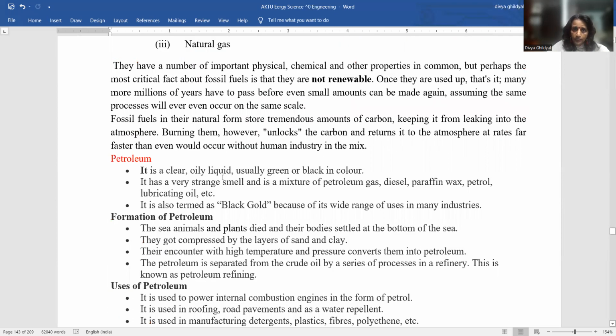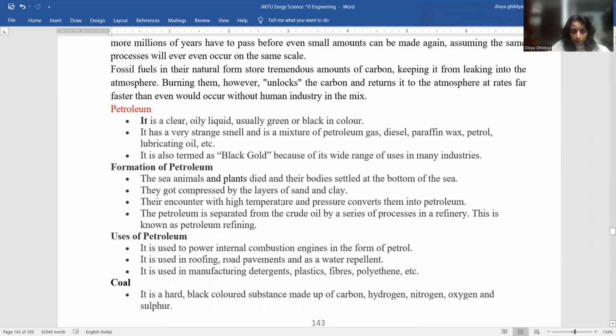Okay. Petroleum, what is petrol? It is a clear, oily liquid, black in color. It is also termed as black gold because airports, cars, motorcycles, power backup, etc., all require petrol.